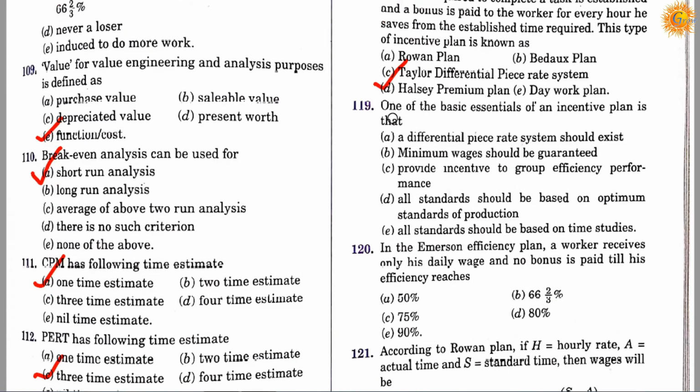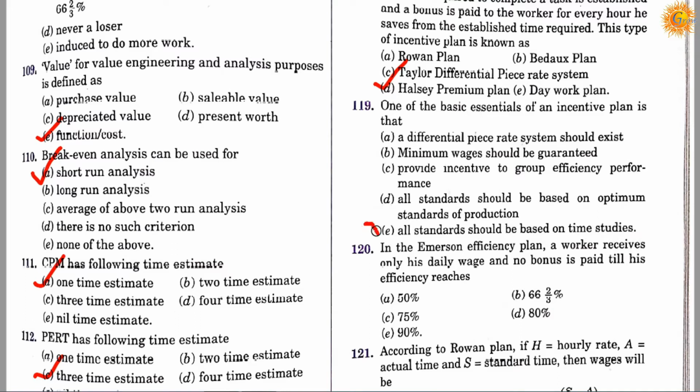Question number 119. One of the basic essentials of an incentive plan is that option A, a differential piece rate system should exist. Option B, minimum wages should be guaranteed. Option C, provide incentive to group efficiency performance. Option D, all standards should be based on optimum standards of production. And option E, all standards should be based on time studies.